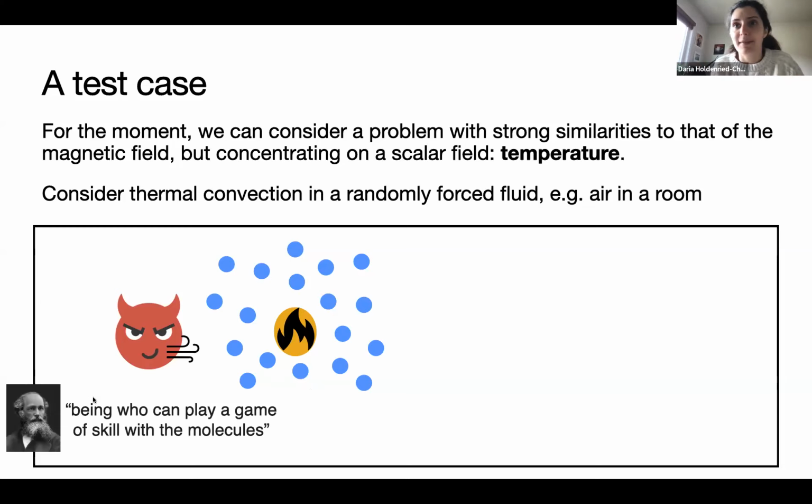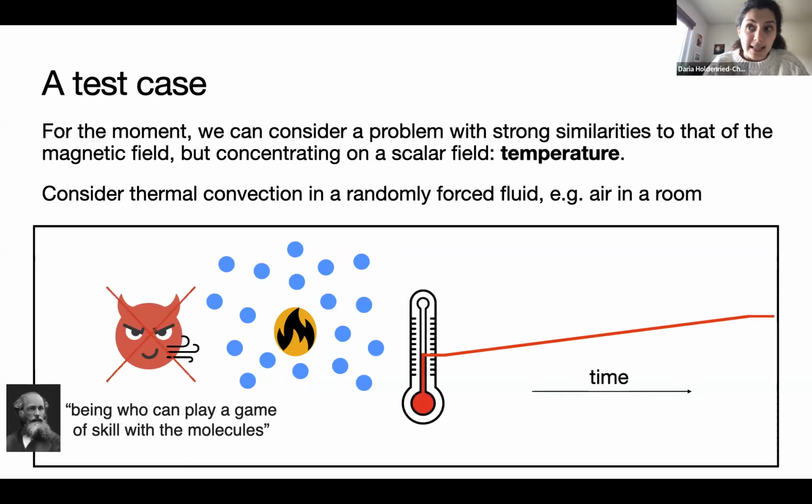In Maxwell's own words, some being who can play a game of skill with the molecules. So imagine you have lots of these little demons peppered around the room, and they can essentially blow air in random directions whenever they please. So that's the random component of the fluid flow.